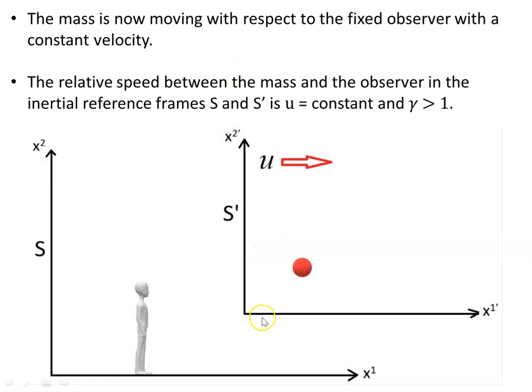We have frame S prime moving with respect to frame S. They are in standard configuration, so the x1 and x1 prime axes coincide, or are collinear, and frame S prime is moving with constant velocity u with respect to frame S, so standard configuration, and the object or mass is in frame S prime.